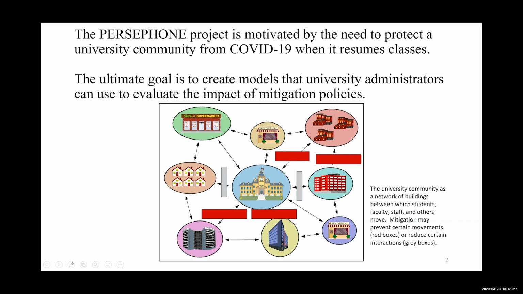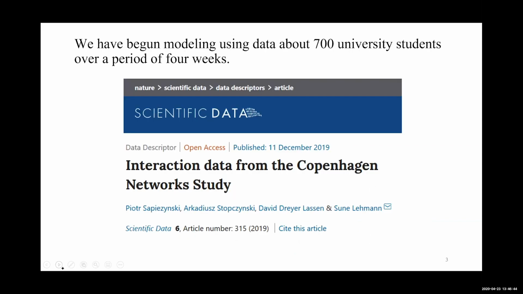And the university administrators would like to have some idea of which of these practices, if any, can help mitigate the spread of the disease. So in order to do that, we've begun by looking at some data that was previously collected as part of the Copenhagen network study. This work collected data about students in multiple ways, but especially about when students were close to each other, by recording their Bluetooth connections between their cell phones every 5 minutes.